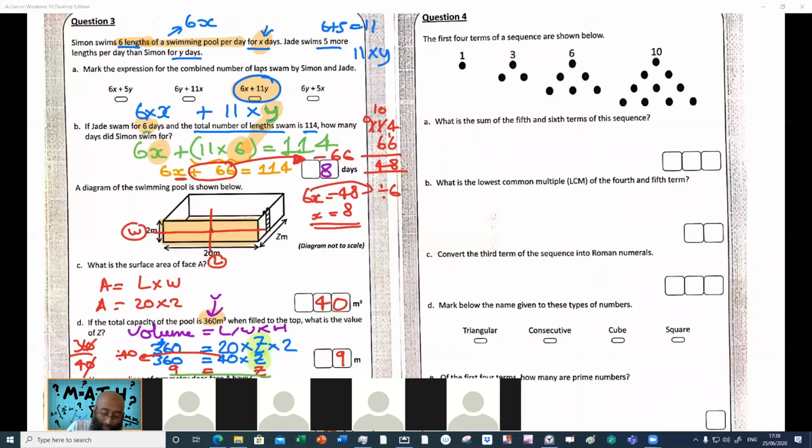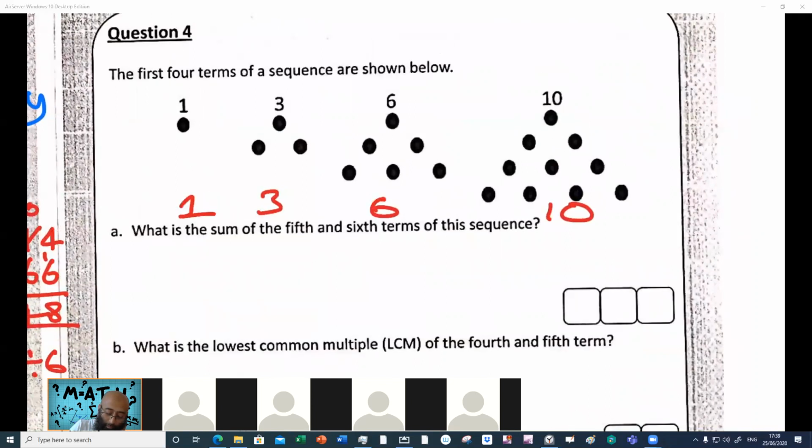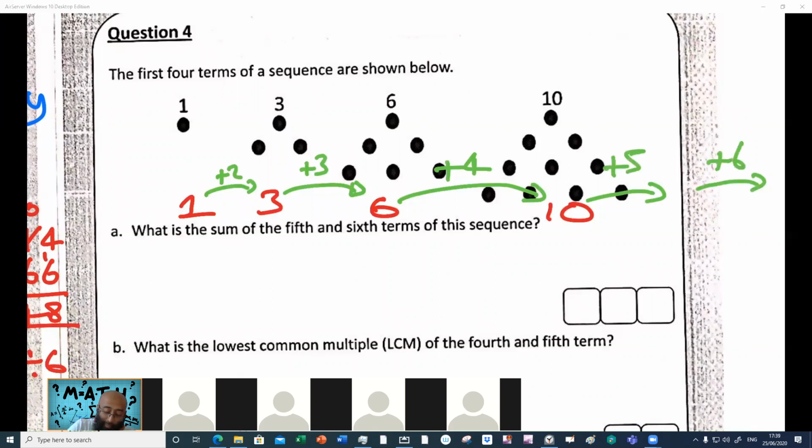Okay, lovely. Let's see what the pattern is in the first place. We have 1, we have 3 dots, 6 dots, 10 dots. What's the pattern? What's happening here in this particular question? It's counting. It's going 2, 3, 4. So what will the next one be then? 5, 6. Fantastic, young man. That's exactly what I want to hear. 10 add 5 is? 15. And 15 add 6 is? 21.